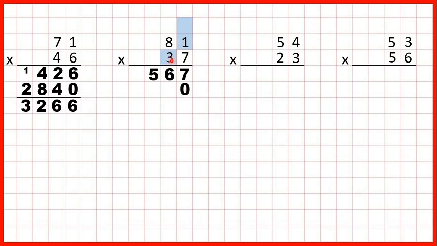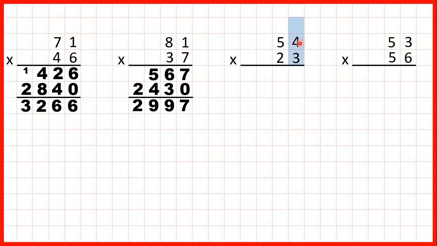Now 1 times 3 is 3, and 8 times 3 is 24, which we can write in our answer line because we don't have anything else to multiply. So now we add up our answer lines. 7 plus 0 is 7, 6 plus 3 is 9, 5 plus 4 is 9, and nothing plus 2 is 2. So our answer is 2,997. Now we have 54 times 3.